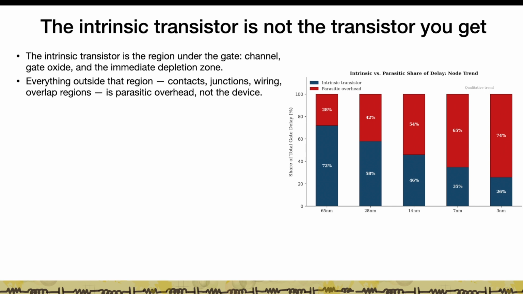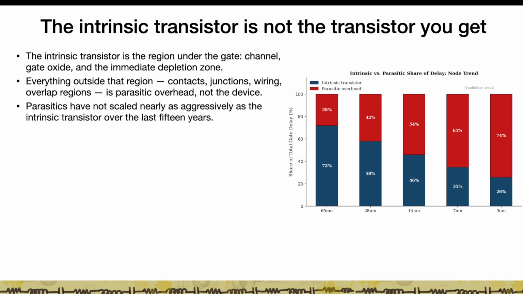The surrounding metal contacts, junction resistances, fringing capacitances, and overlap capacitances, things that aren't even part of the transistor physics, account for the rest. Think about what that means for device engineering. You can improve the channel mobility by 20%. You can improve gate electrostatics. You can push the threshold voltage lower. If the channel is only contributing 25% of the total delay, a 20% improvement in channel performance delivers 5% improvement in circuit speed. The other 75% doesn't care what you did to the channel.